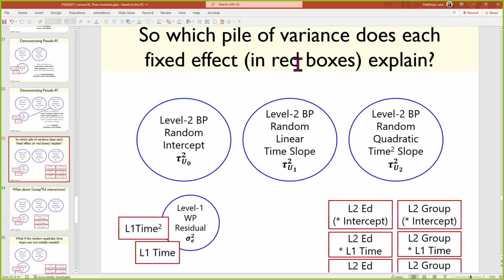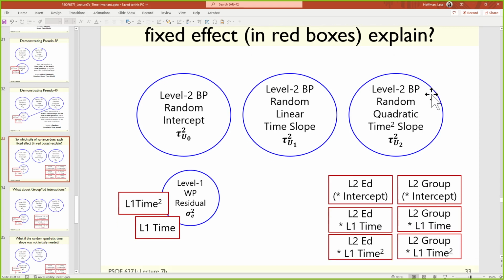So our task then is to figure out which pile of variance each fixed effect in the red boxes explains. There. So time and time squared I've done for you. They explain level 1 residual. And these have to have been here already in order to have the random slope variance that goes with them. Random slopes are always deviations from their corresponding fixed slope. Fixed slope stays in the model even if it's non-significant for that reason.